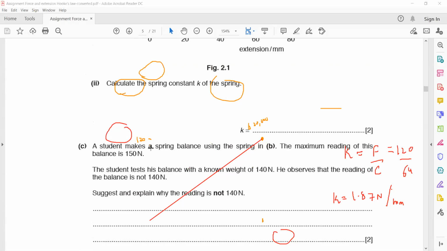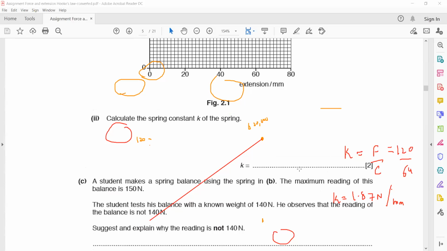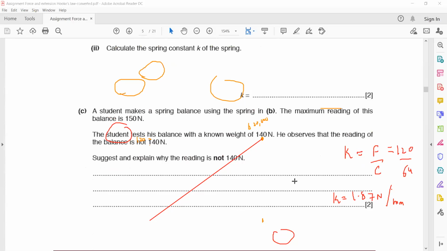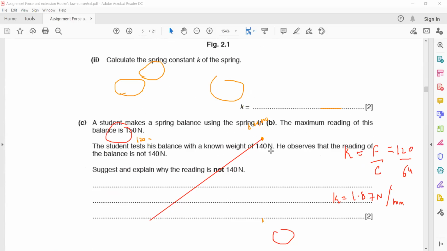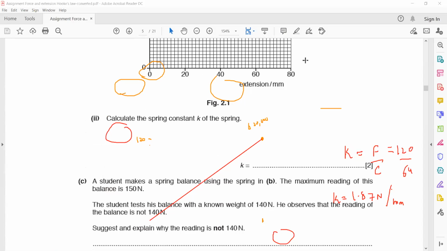The third one: a student makes a spring balance using a spring. The maximum reading on the balance is 150. The student tests his balance with a known weight of 140. He observed that the reading of the balance is not 140. What is the reason for that?